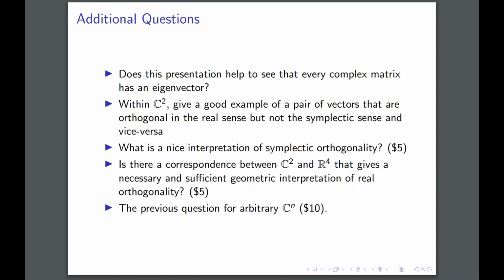And then we repeat the previous question for arbitrary Cn, like when I give you a complex vector of 3 dimensions, can you give me another vector really easily that's going to be real orthogonal to it?